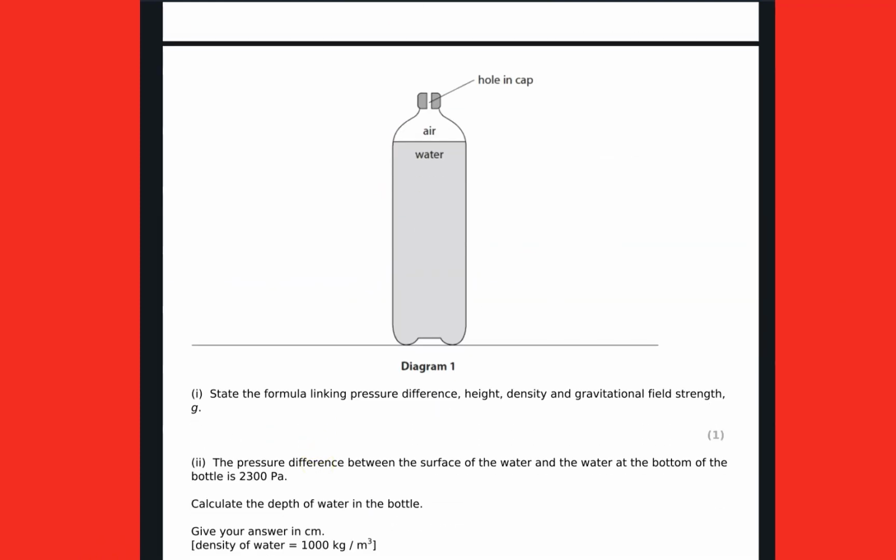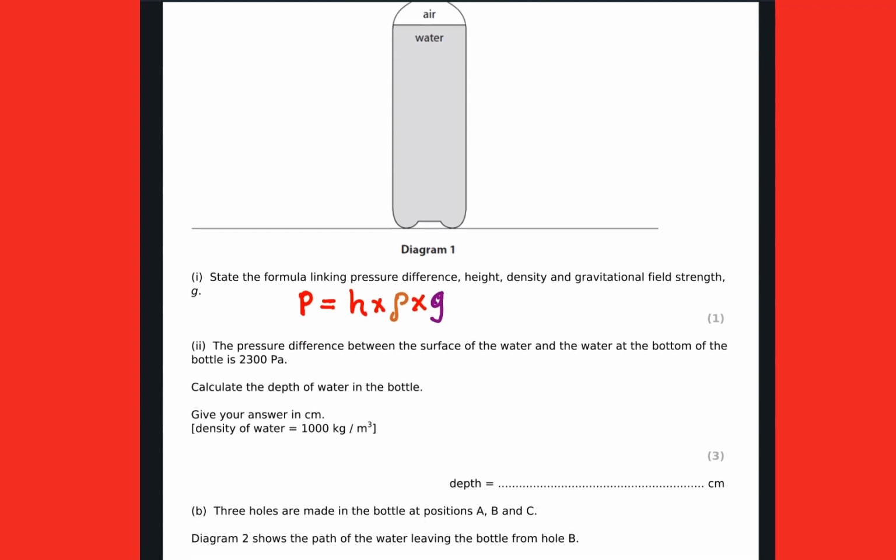Going further now, we have another question. State the formula linking pressure difference, height, density, and gravitational field strength. At this given point, we're going to say pressure equals height times density times the gravitational field strength, h rho g. Height is the height of the liquid column. The second part is the density of the liquid, and g is the gravitational field strength. And you need to remember those are the factors that affect pressure in liquids or fluids.